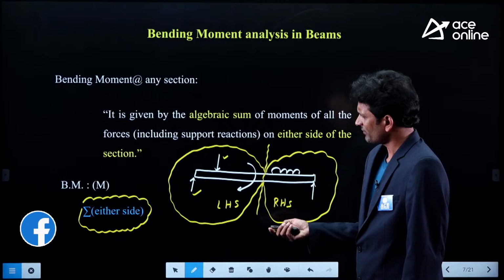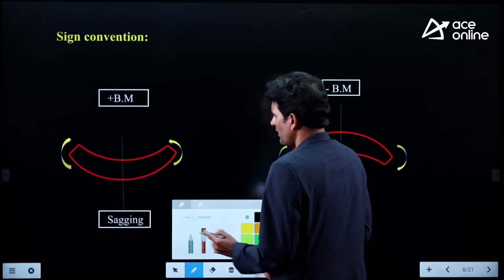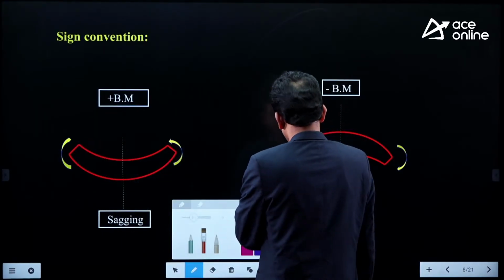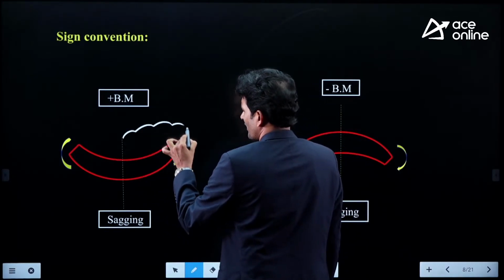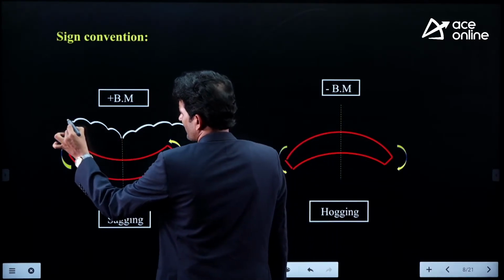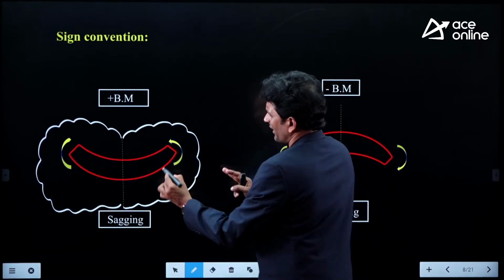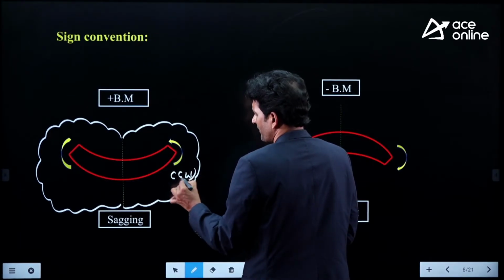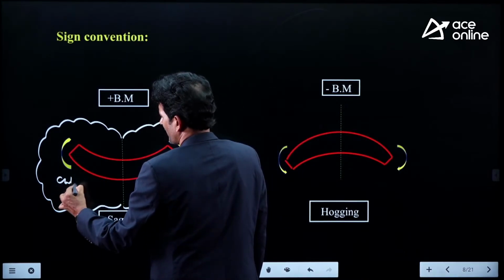Let's see. Suppose because of the application of forces, the beam is going to be bent something like this. Now, here if you are observing, this is the section I am taking. For my section, this is the right hand side part and this is the left hand side part. Now look here, for the right hand side I am using an anti-clockwise couple at this end. Here I am using a clockwise couple on the left hand side.